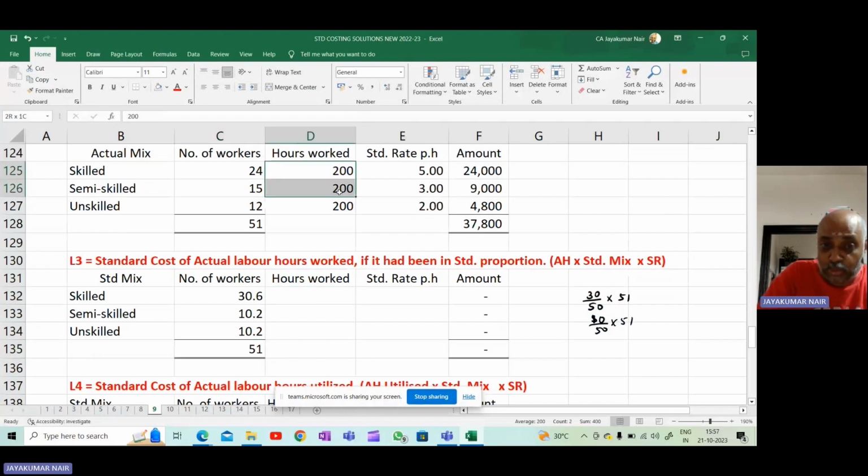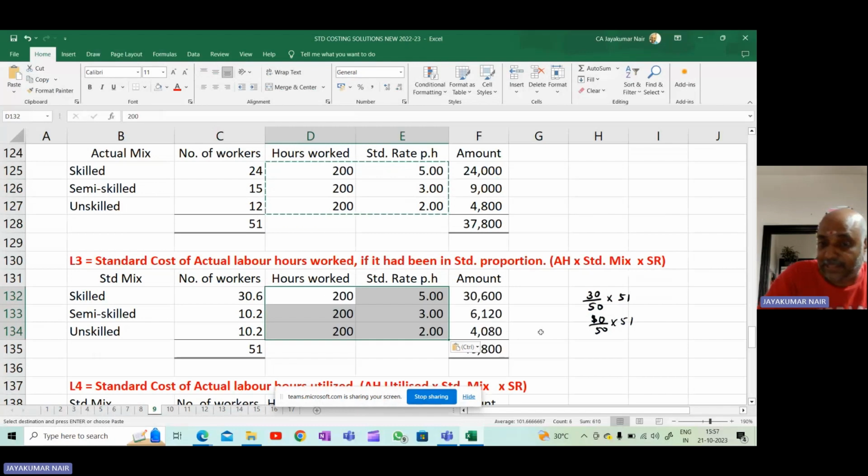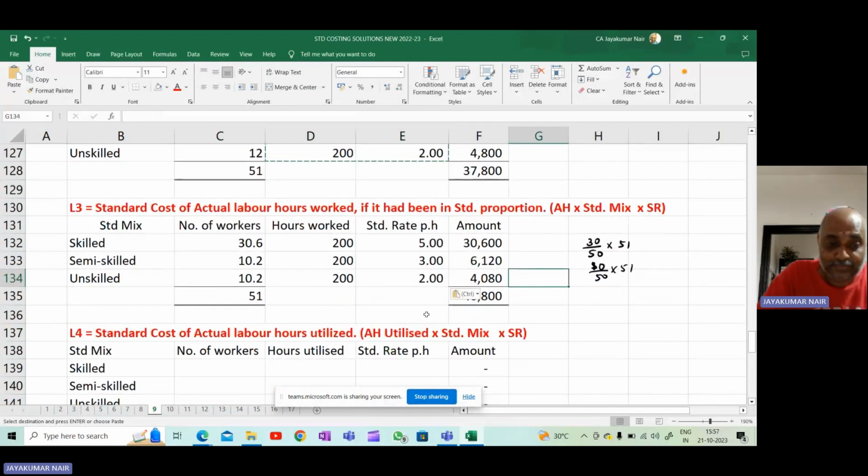And the number of hours worked and the standard rate are the same. So copy here and multiply. You will get 40,800. So what did I do? I have considered here the standard mix. The total number of workers is 51. Had it been in the standard mix, then what is the cost? So we calculated it is 40,800.